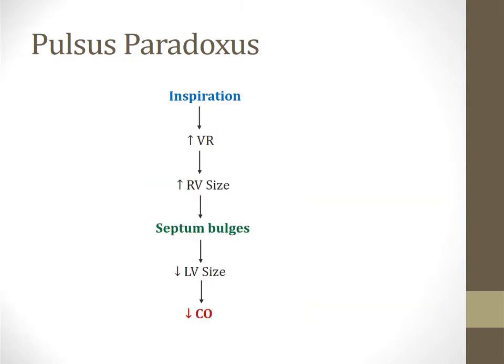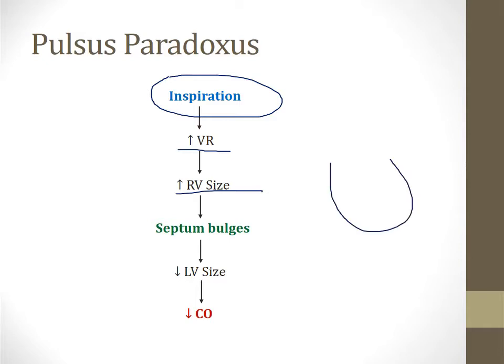The physiology of pulsus paradoxus is shown on this slide. Anytime you inspire, you increase the venous return. This is the reason that right-sided heart murmurs like tricuspid regurgitation get louder during inspiration. This will increase the right ventricular size, but in the setting of tamponade, the right ventricle, if this is the right ventricle here, is surrounded by a high pressure fluid accumulation.